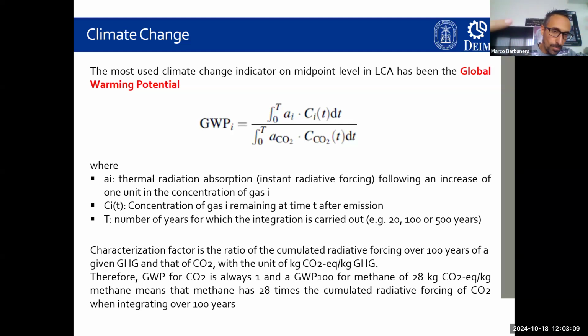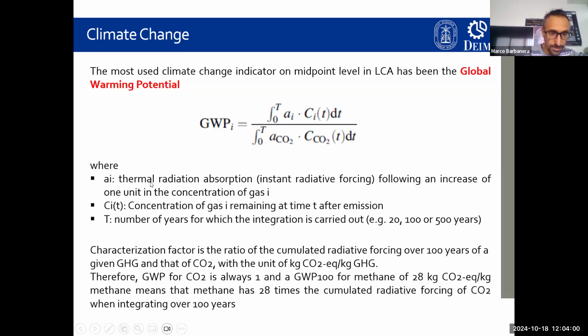And when we want to compare the different contributions to the disturbance of the radiation balance of two different greenhouse gases, CO2 and, for example, methane, another typical greenhouse gas, we have to consider, as we can see in this equation, not only the concentration of the gas in the atmosphere, but also, for example, its effect on the disturbance of the radiation balance.